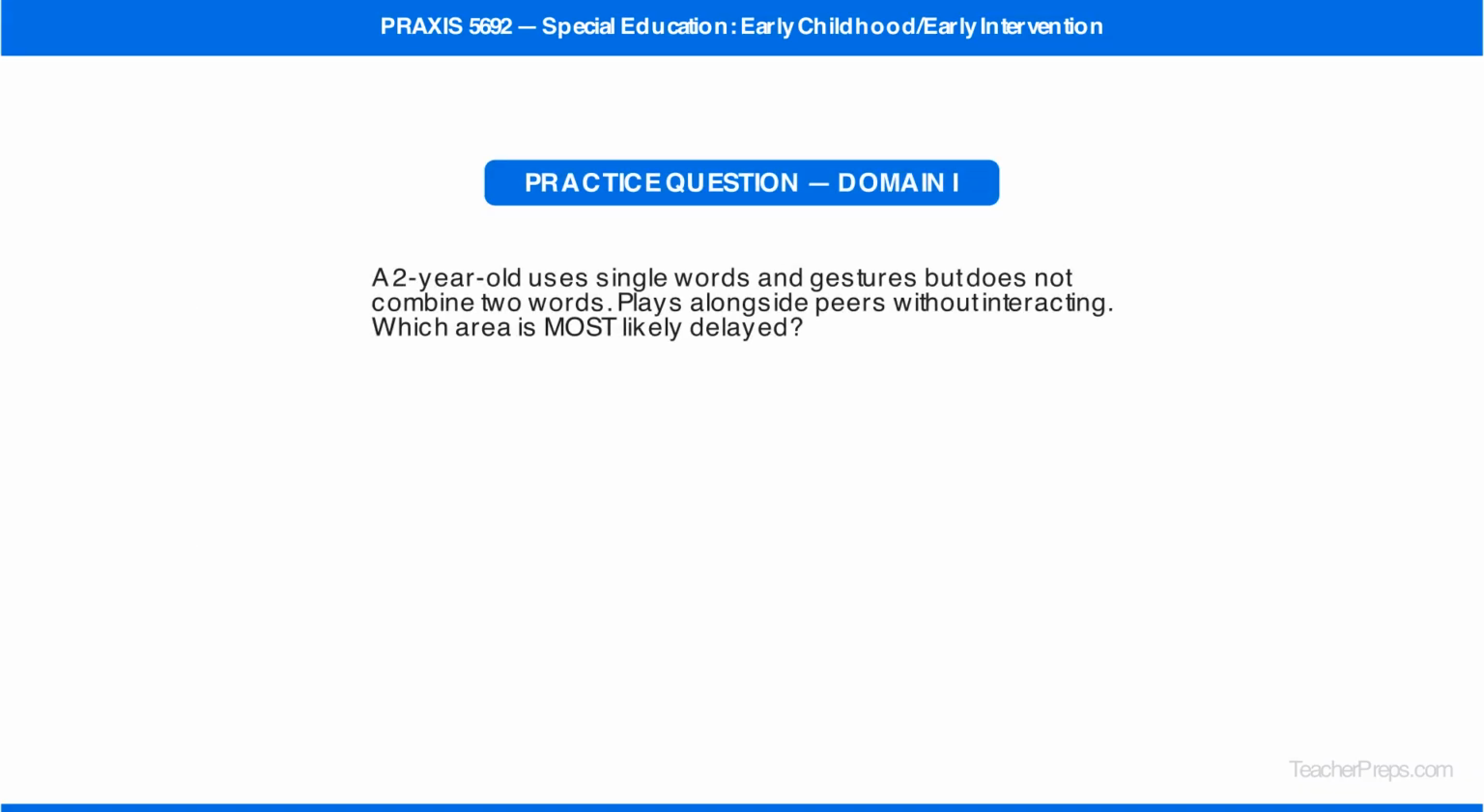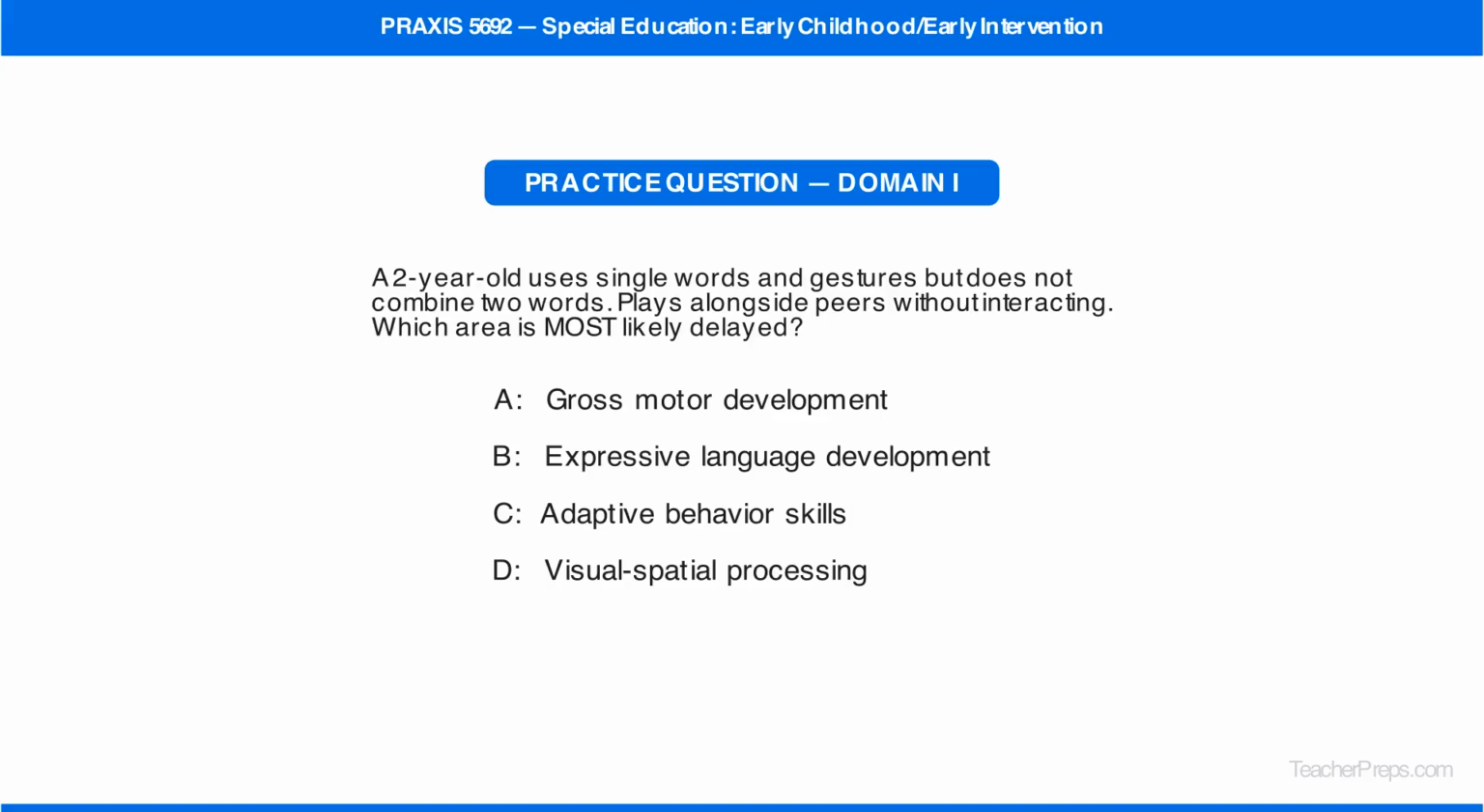Practice question. A 2-year-old in early intervention uses single words and gestures, but does not combine 2 words. The child plays alongside peers, but does not interact. Which area of development is most likely delayed? A. Gross motor development. B. Expressive language development. C. Adaptive behavior skills. D. Visual spatial processing.